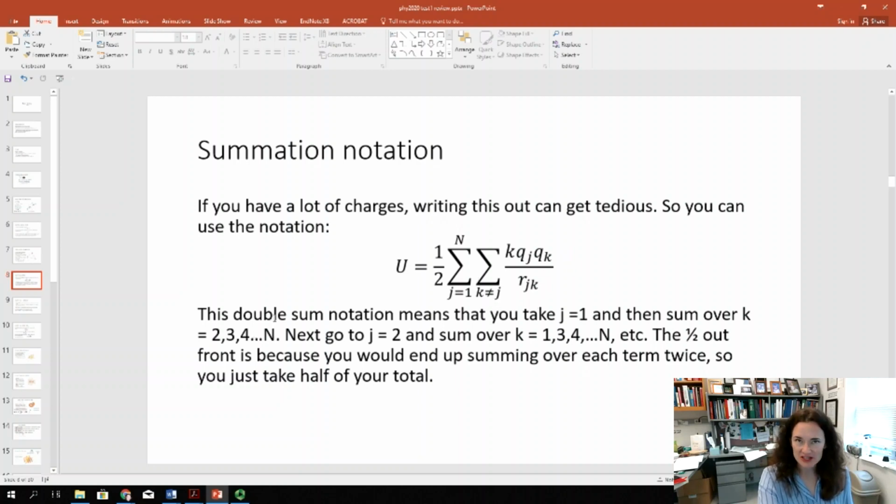The double sum notation means that you take j equal to 1 and then sum over k equal to 2, 3, 4, all the way up to N. Okay? Then you go to j equal to 2 and you sum over k equal to 1, 3, 4, up to N. Okay? Now you're going to count some charges twice, right? You're going to count all the charges twice. And that's why there's a 1/2 out front of it when you write the double summation notation.